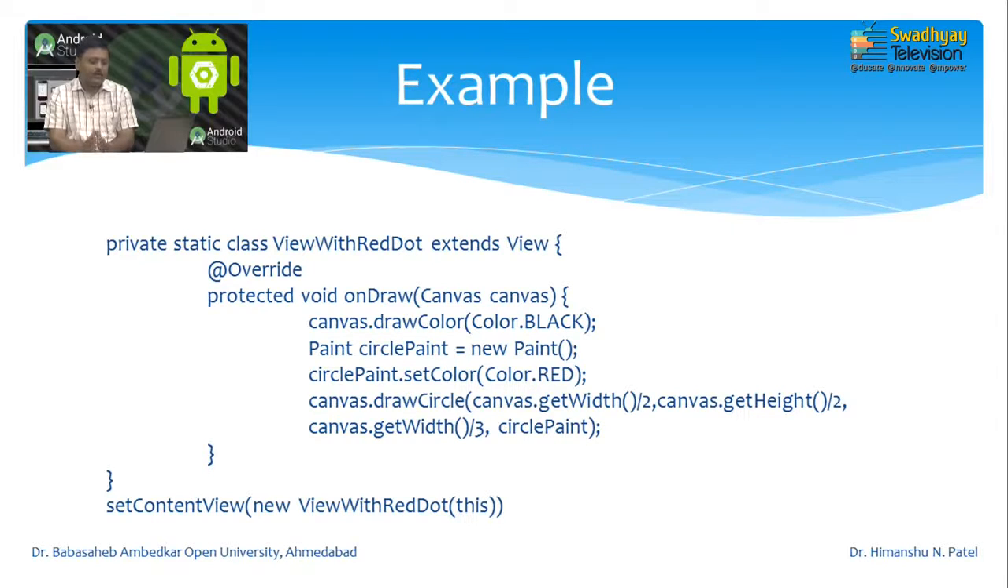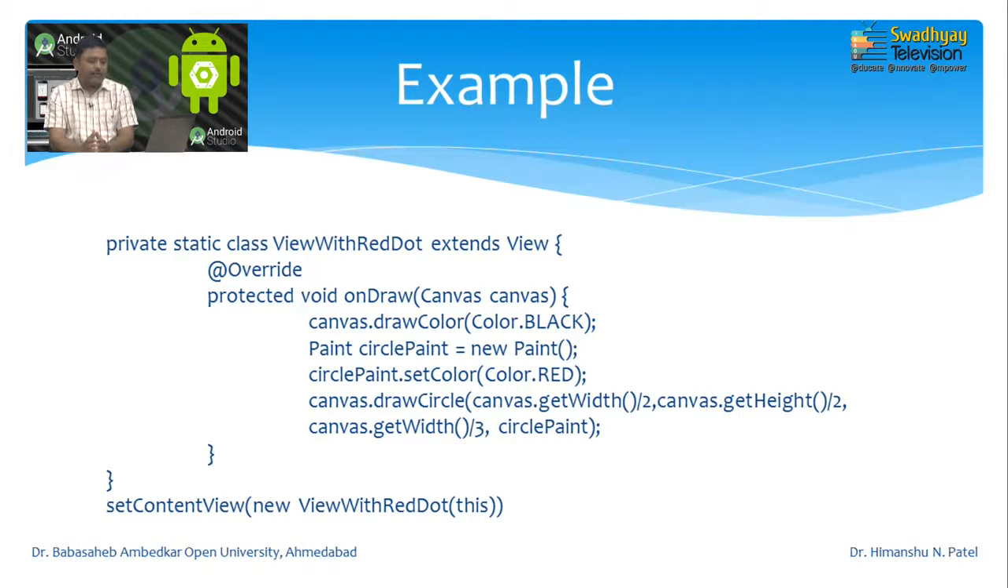First two arguments specify the center of the circle, which is center of canvas. Third argument specifies the radius of circle, which is 1/3 of the canvas width, and finally we specify paint object. So, color will be filled as red.